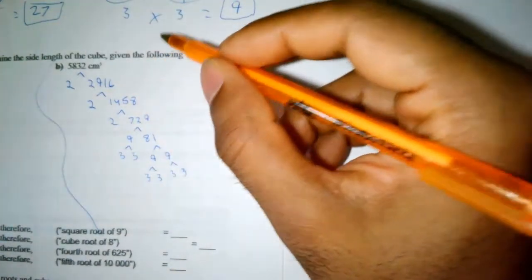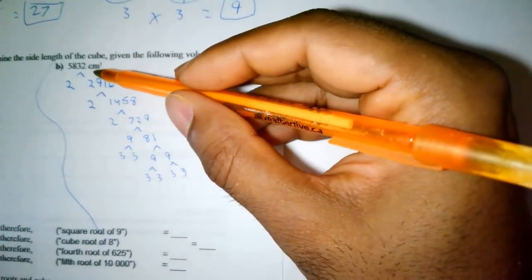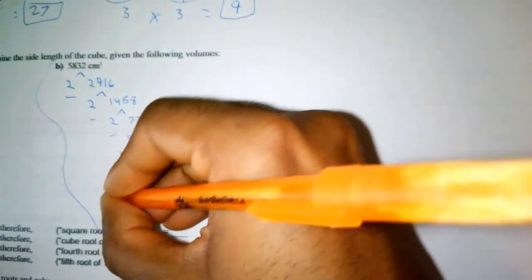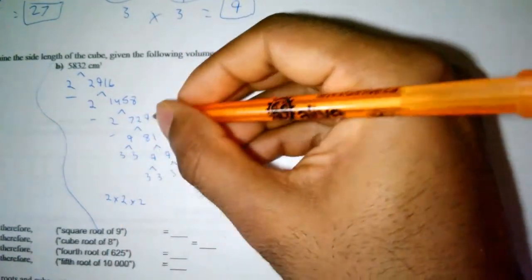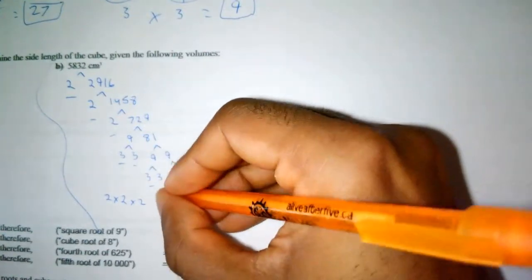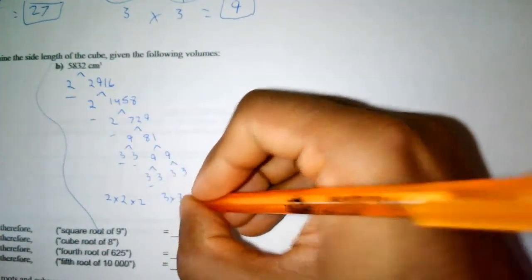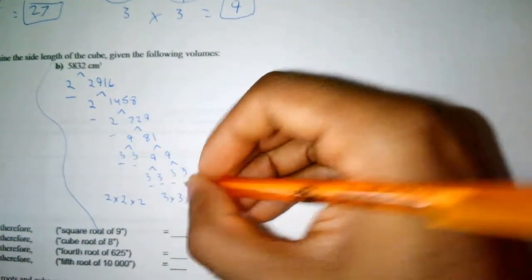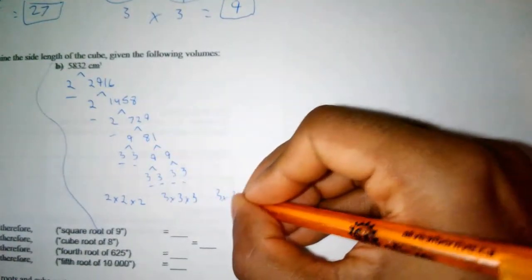So what we want to do is find the cube root, so we're going to put these in sets of 3s. So 1, 2, 3. There's a set right there of 2s: 2 times 2 times 2. Here's another set of 3: 1, 2, 3. So 3 times 3 times 3. And finally a third set, 1, 2, 3. So 3 times 3 times 3.